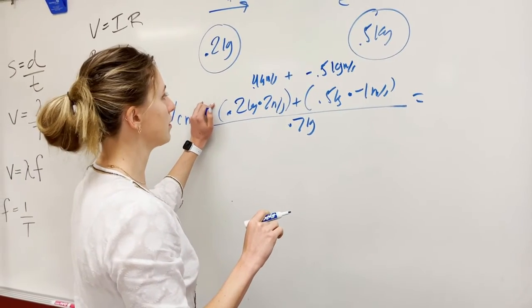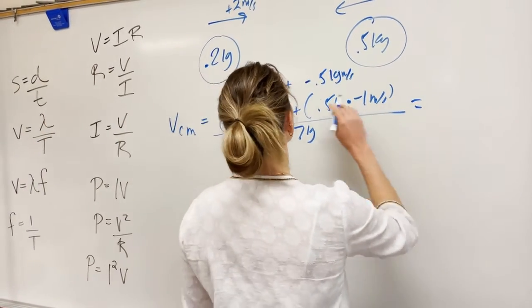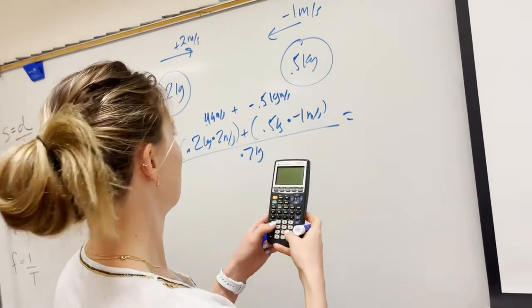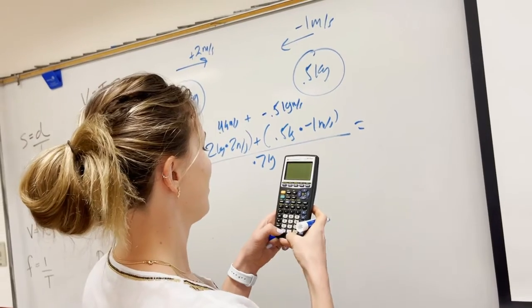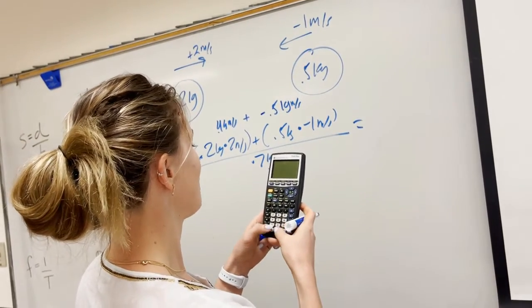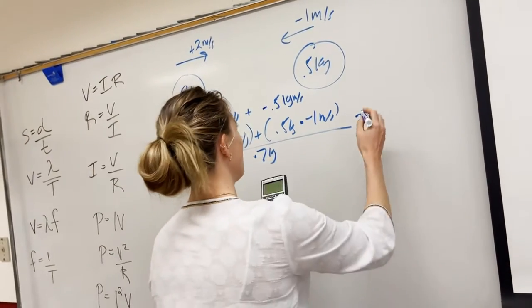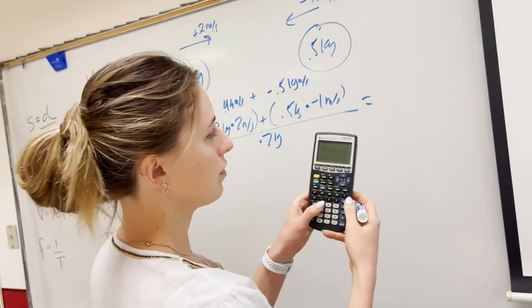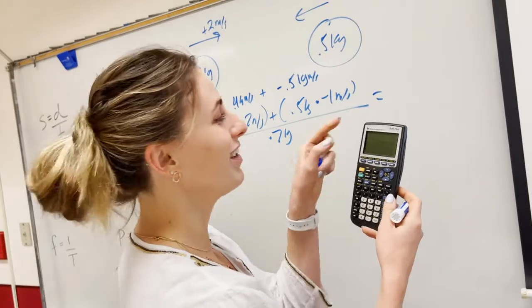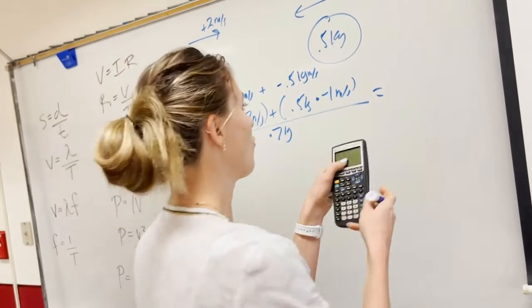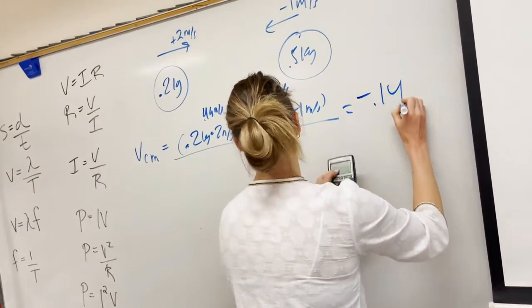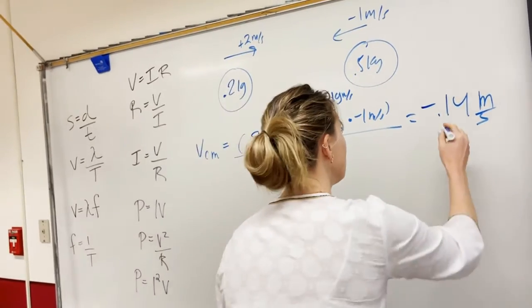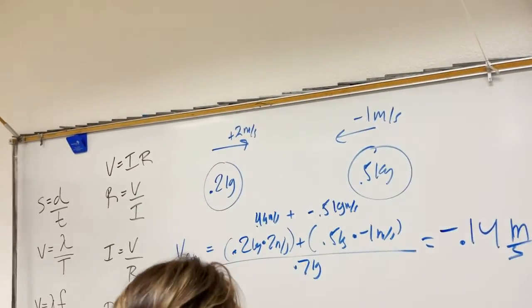So then 0.4 minus 0.5 is negative 0.1, divided by 0.7. We get negative 0.14 meters per second. So the velocity of the center of mass is to the left.